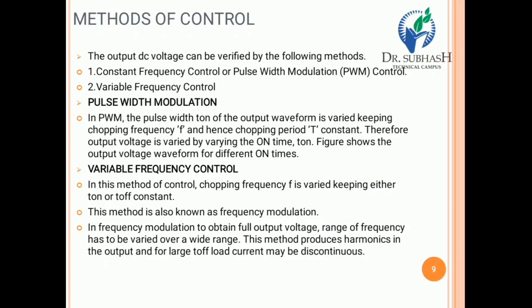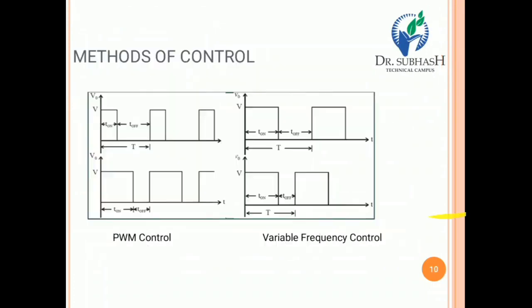In case of the constant frequency control, it is also known as pulse width modulation control. In pulse width modulation control, the pulse width, known as T1 of the output waveform, is varied keeping the chopping frequency f constant. So if we keep the chopping frequency fixed, then the chopping period is constant. Therefore, the output voltage is varied by the on time, represented as T on, and we can show in the figure the output voltage waveform for the T on period.